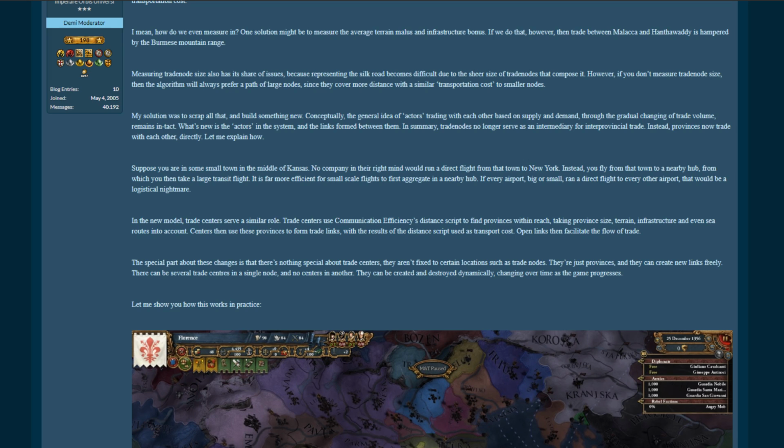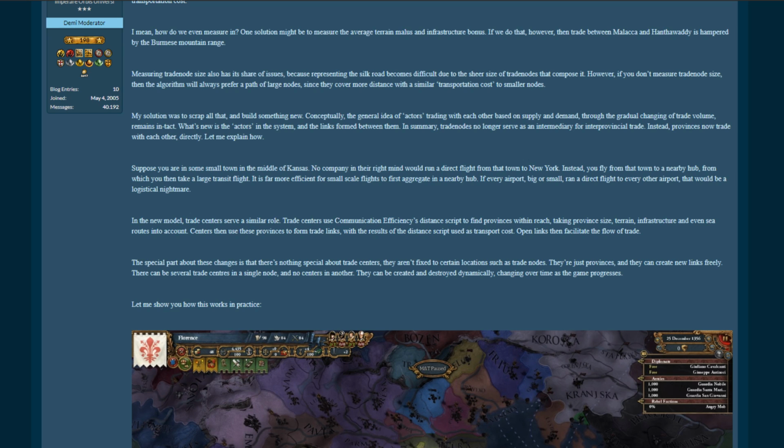In the new model, trade centers serve a similar role. Trade centers use communication efficiency's distance script to find provinces within reach, taking province size, terrain, infrastructure, and even sea routes into account. Centers then use these provinces to form trade links, with the results of the distance script used as a transport cost. Open links then facilitate the flow of trade.